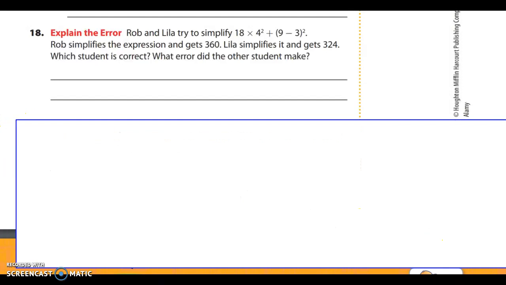18 reads, explain the error. Rob and Lila try to simplify 18 times 4 squared plus 9 minus 3. That's all in parentheses, and that gets squared. And they each get different answers, and it kind of doesn't matter which is which, because we need to start and do which student is correct.